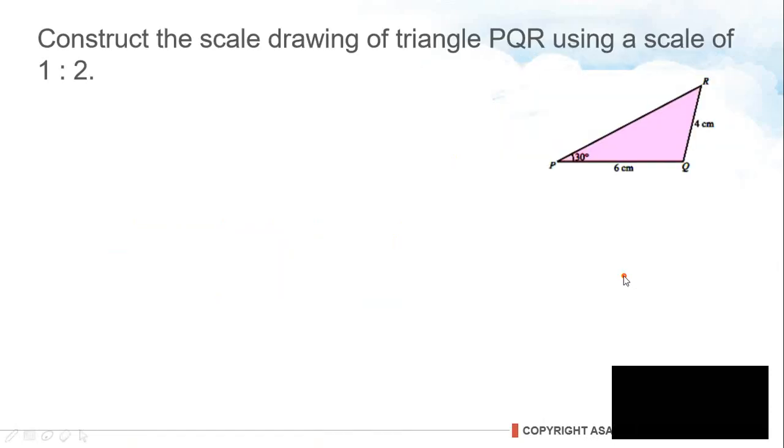Okay, next. Construct the scale drawing of triangle PQR using a scale of 1:2. Here 2 is greater than 1, which means your scale drawing will reduce the size by 2. If here is 6 cm, then your length of PQ will become 3 cm. Same goes to length QR. If here is 4 cm, then your scale drawing will become 2 cm. But remember, the angle remains unchanged.